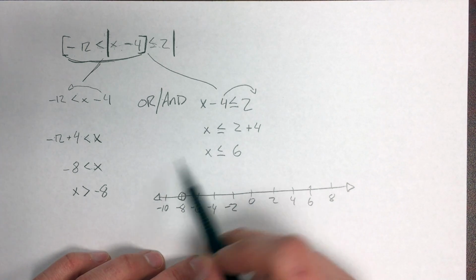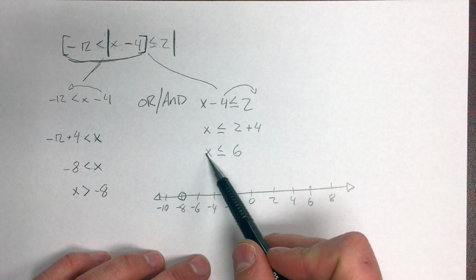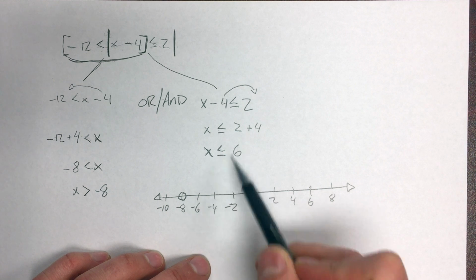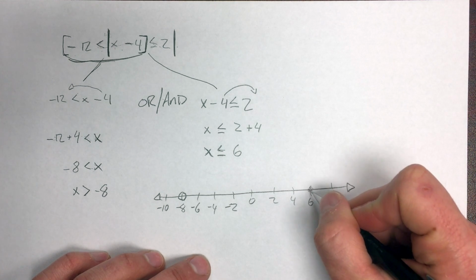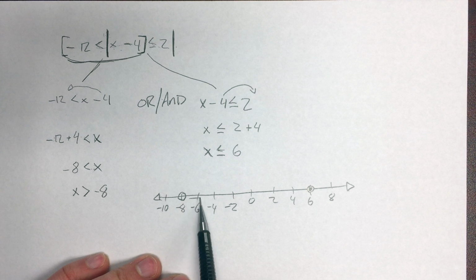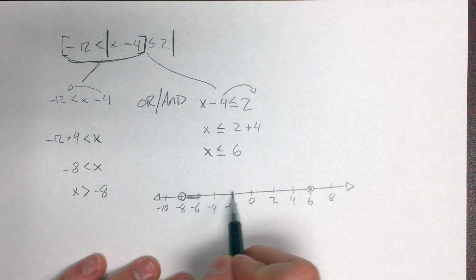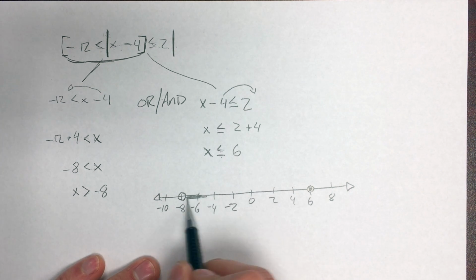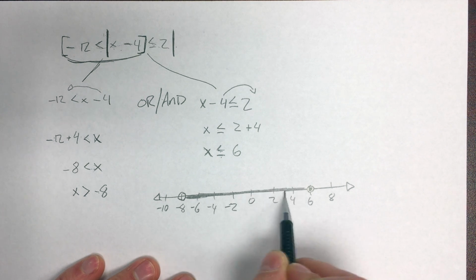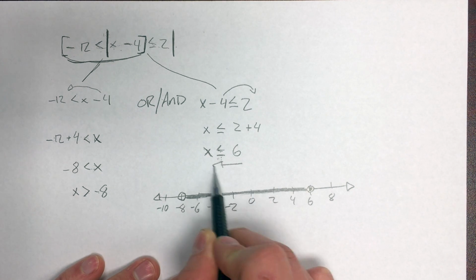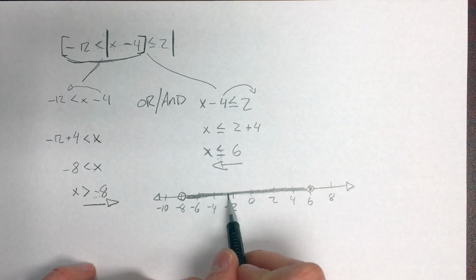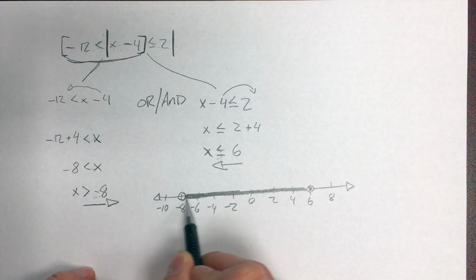Okay, and let's graph the other circle next. And x is less than or equal to 6. So a filled in circle on 6. And then we just shade in between, because x is greater than negative 8, and x is less than or equal to 6. So we shade in between, because this one would go this way on the graph, and this one would go that way on the graph. All right, so they're going to meet each other in the middle.